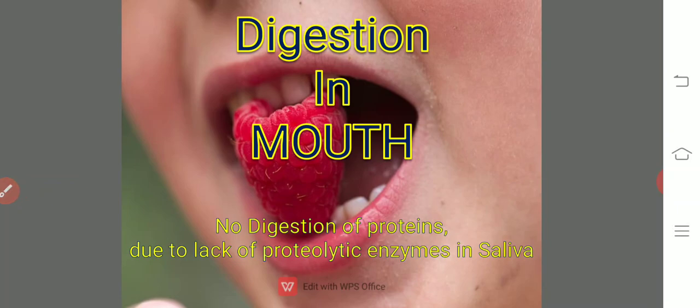Then come to the digestion of proteins in various regions of our alimentary canal. Let us start with the mouth, the buccal cavity. As we discussed in the digestion of carbohydrates, there are three pairs of salivary glands in human beings and they secrete saliva. In saliva, there are no proteolytic enzymes. So due to the lack of proteolytic enzymes in saliva, the proteins do not undergo digestion in the mouth. So we should leave it.